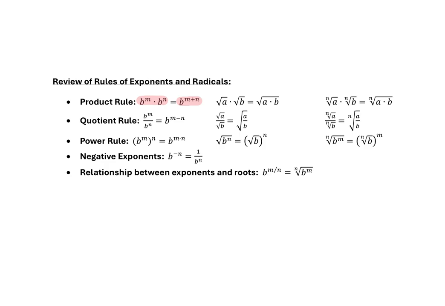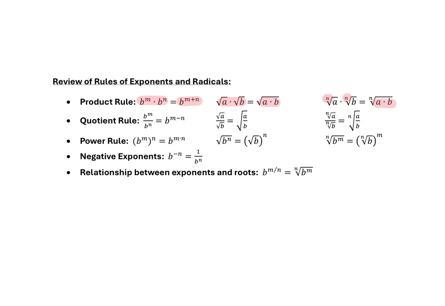We also have similar ideas for radicals. If we have the square root of a times the square root of b, we can go ahead and combine it into a single radical by multiplying the insides. This applies not only to square roots, but any kind of root. As long as our index is the same, we can combine into a single root and multiply the insides.